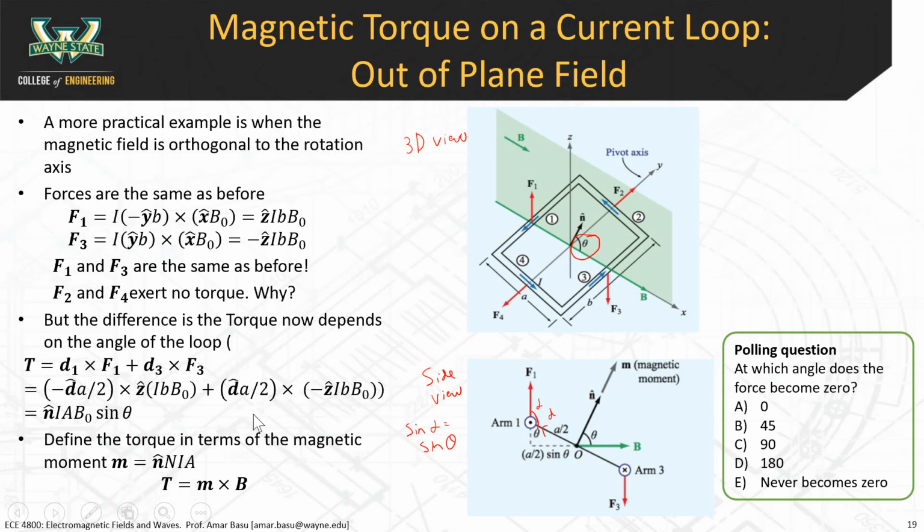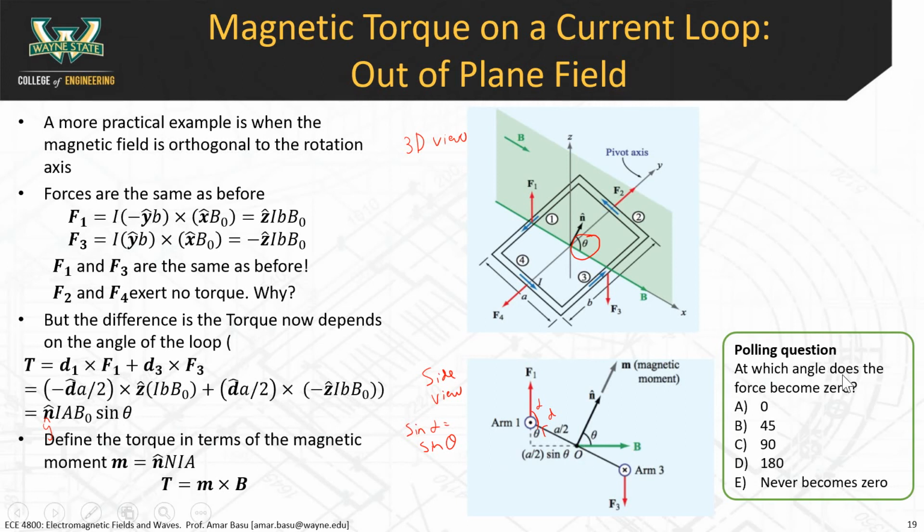Without going into all the details because of the interest of time, there's actually not much more detail to go into, but basically this comes out to this equation here. The torque is equal to n hat, where n hat is the direction of rotation, so let's say y hat, times I times a times B0 sine of theta. So the torque depends on this angle theta. When the arm is flat like this, you reach a maximum.